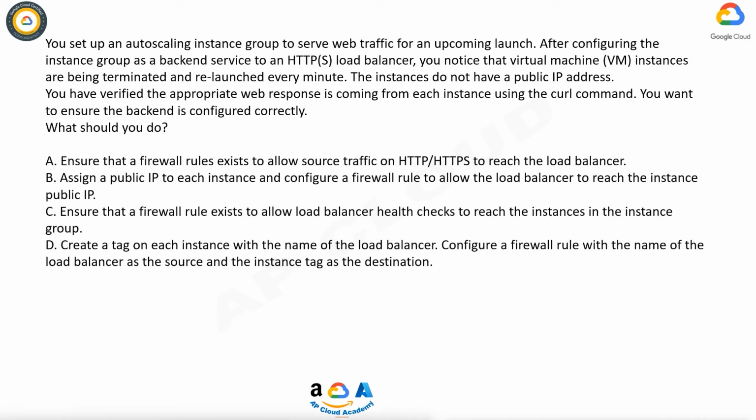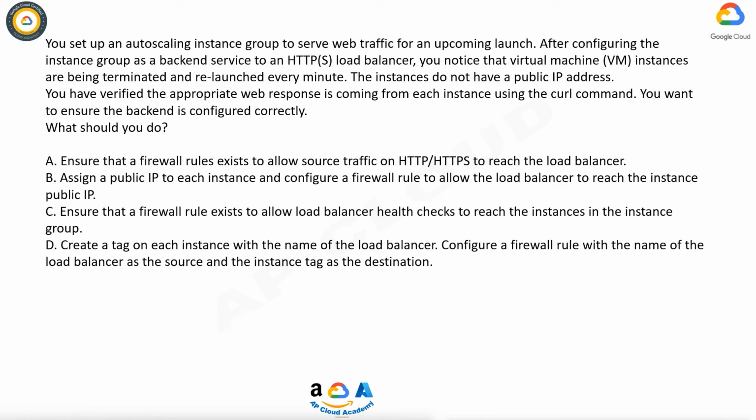You set up an auto-scaling instance group to serve web traffic for an upcoming launch. After configuring the instance group as a backend service to an HTTP load balancer, you notice that virtual machine, VM, instances are being terminated and relaunched every minute. The instances do not have a public IP address. You have verified the appropriate web response is coming from each instance using the curl command. You want to ensure the backend is configured correctly.